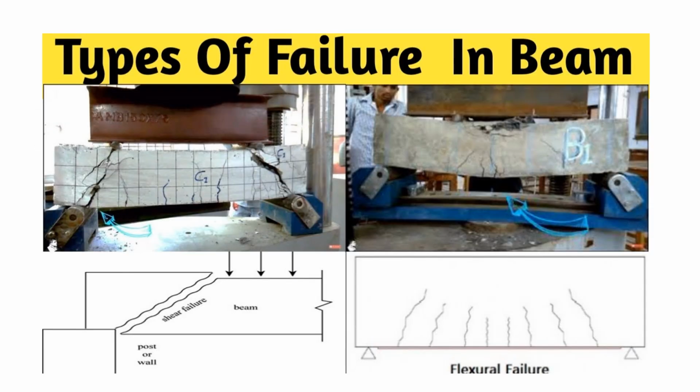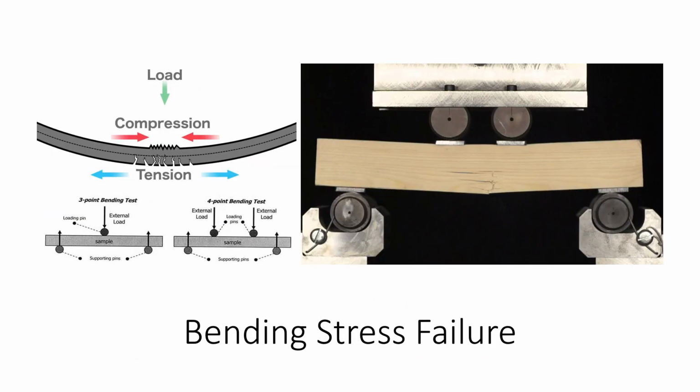Another type of failure in beams is a flexural or bending failure. This failure begins with cracks on the edges of the center of the beam. When a beam is subjected to bending, one side will be under compression, and then the opposite side will be under tension. It will fail when the stress developed on the tension on one side or in compression on the opposite side exceeds the tensile strength or the compressive strength, respectively.